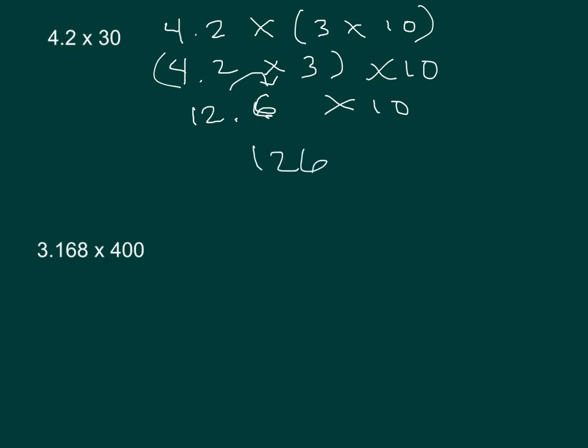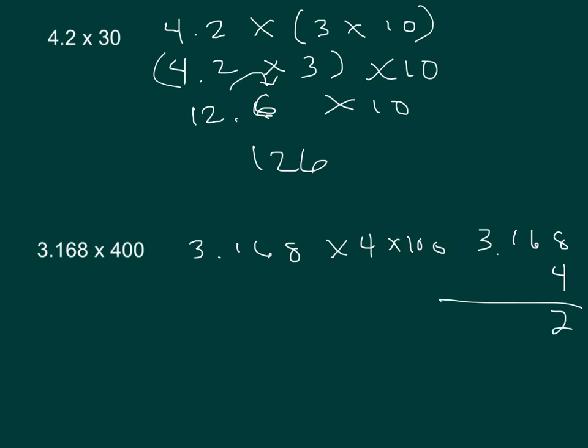Now on the next example, we're taking not quite as nice of a decimal, 3.168 times 400. And 400 is a multiple of 100, so it's 4 times 100. So we're going to look at 3.168 times 4 times 100. And so I'm going to go off to the side, and I'm going to look at 3.168 times 4. And I'm just going to do stack math, and I'm going to not think about the decimal at first.